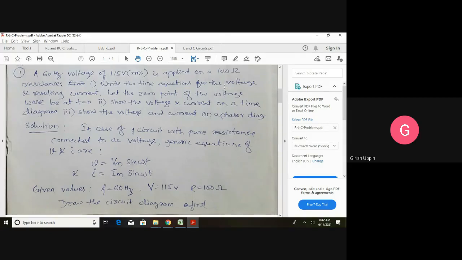And what is the power consumed in the pure inductive circuit? Power consumed in the pure inductive circuit is 0. And we know that the ratio of voltage and current, that is V by I, is equal to Vm divided by Im, is equal to XL. And what is XL?